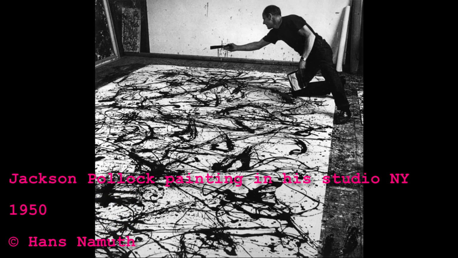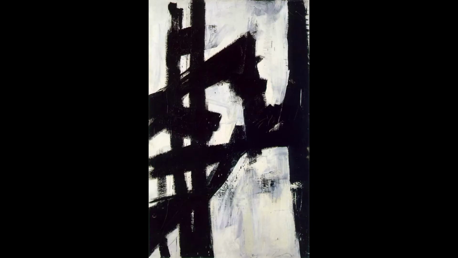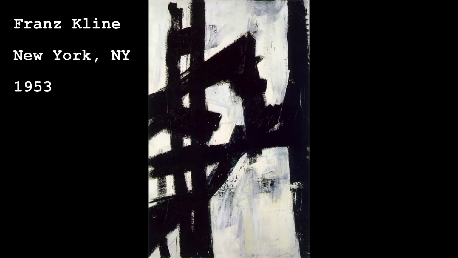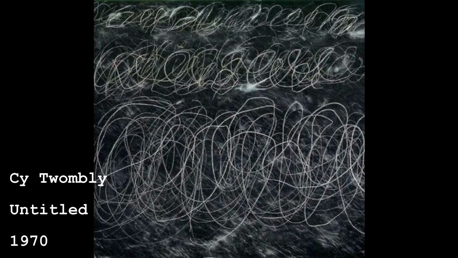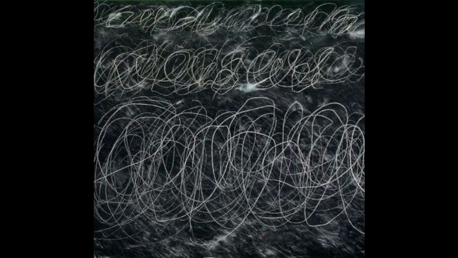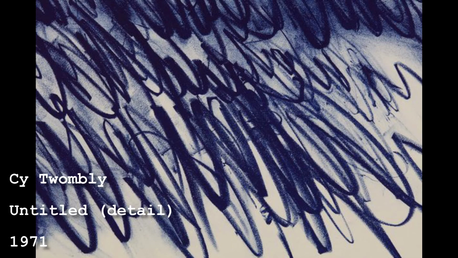Lines can be used as abstract mark making, which is the opposite of representational art, creating a visual language in its own right. A lot of abstract artists, including Cy Twombly and Jackson Pollock, used a variety of lines to create massive abstract paintings.